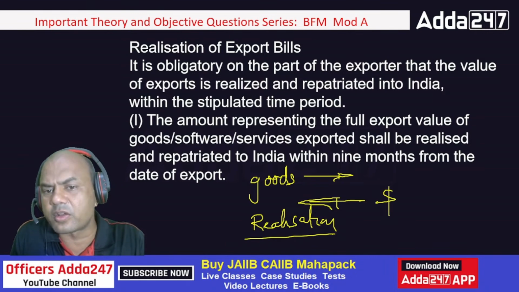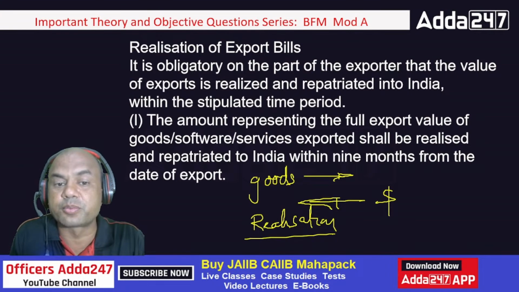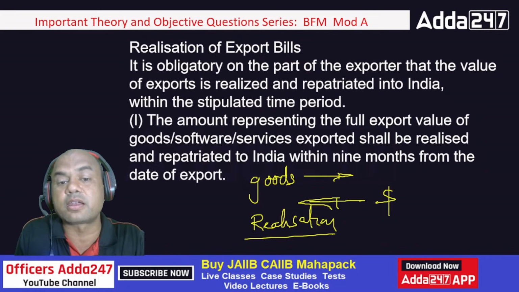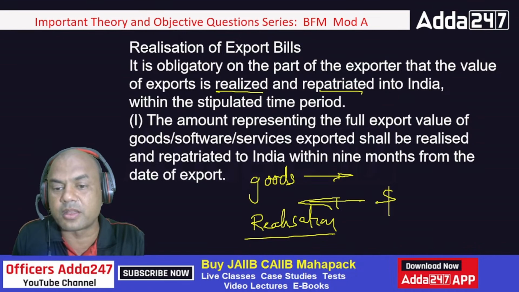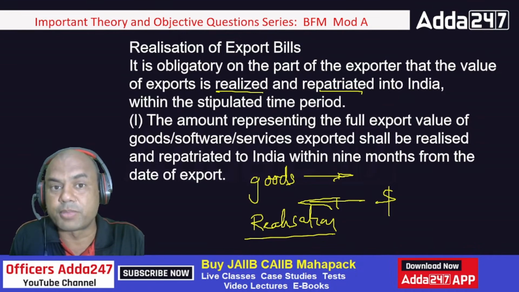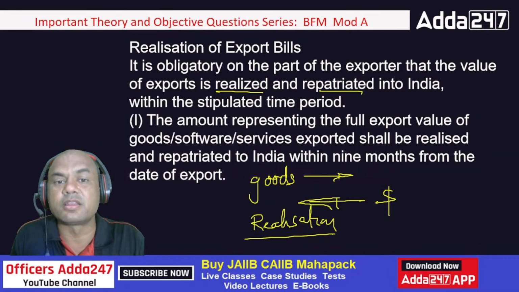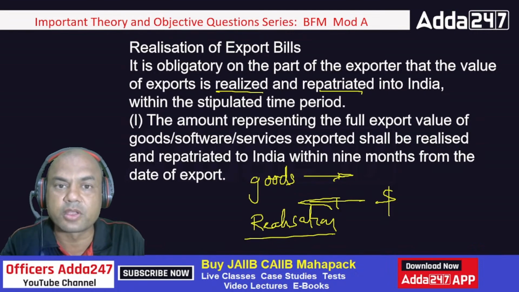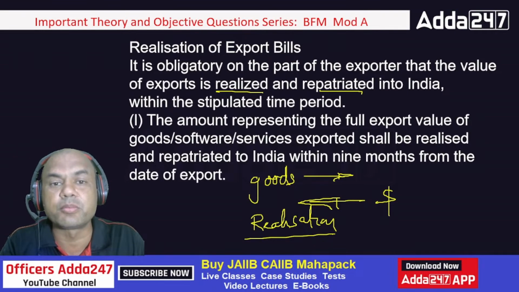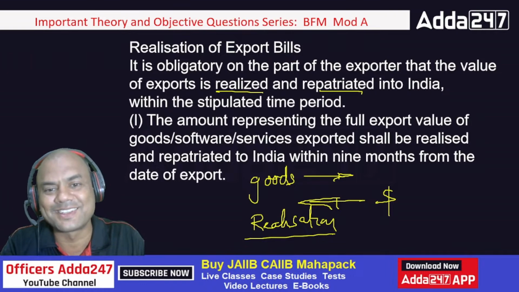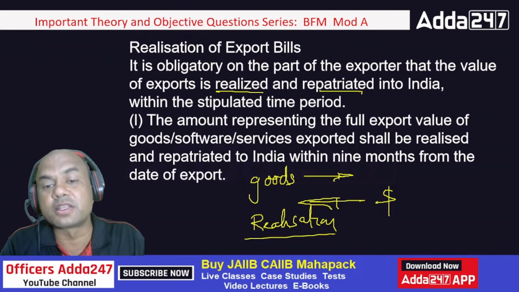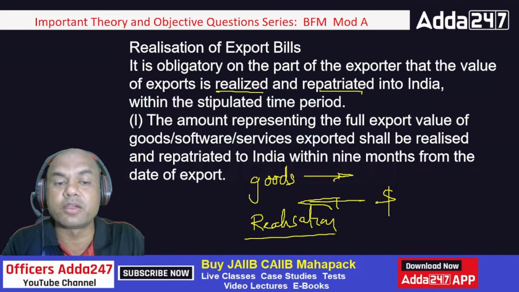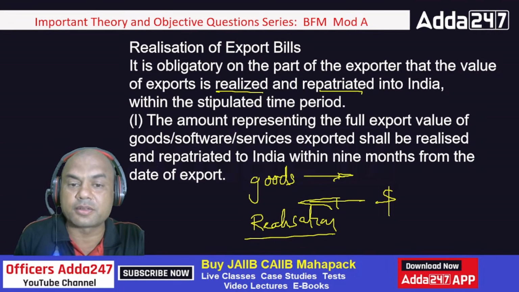So it is obligatory on the part of the exporter that the value of the exports is realized and repatriated into India, right? Money should come in. After all, paisa, isn't it? Everyone, you, me, government, everyone. What is important? Paisa, isn't it? So money, dollars. So the export is realized and repatriated into India within the stipulated time period, right?